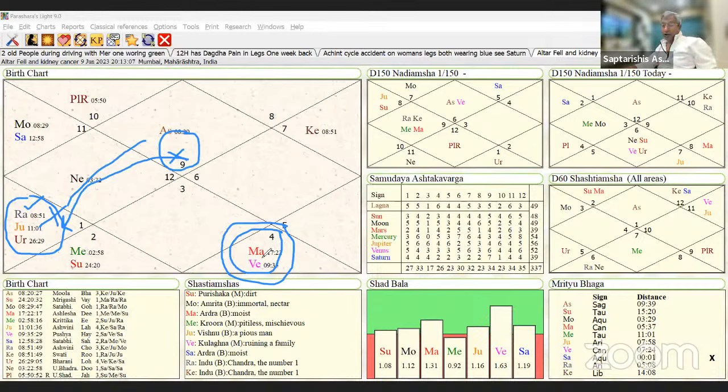Here, Venus is the 6th lord in the 8th. It's a bad yoga. Some will call it Viparit Raj Yoga or whatever. But Venus signifies the kidney, with Mars, the 12th lord. Are you getting it, everybody?